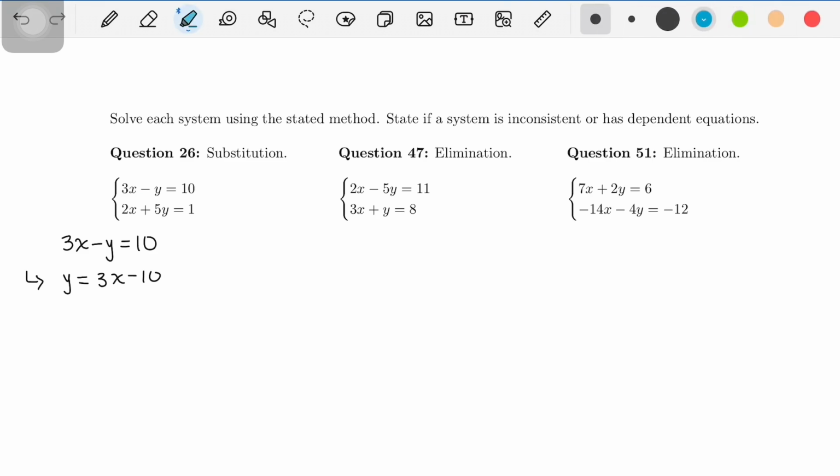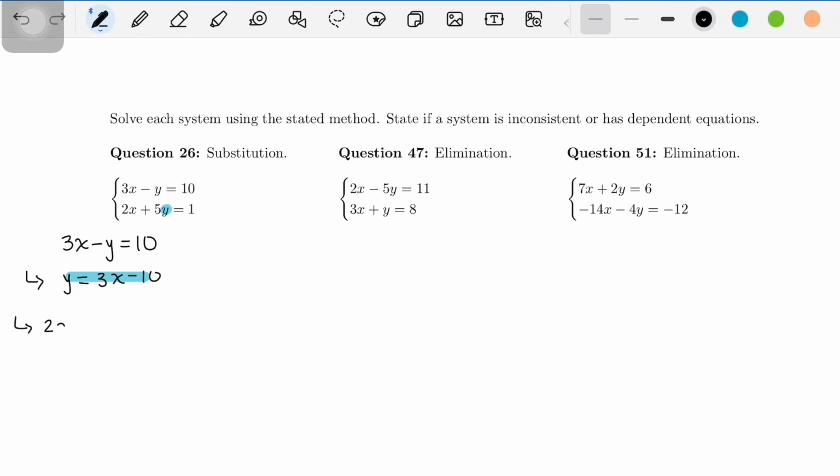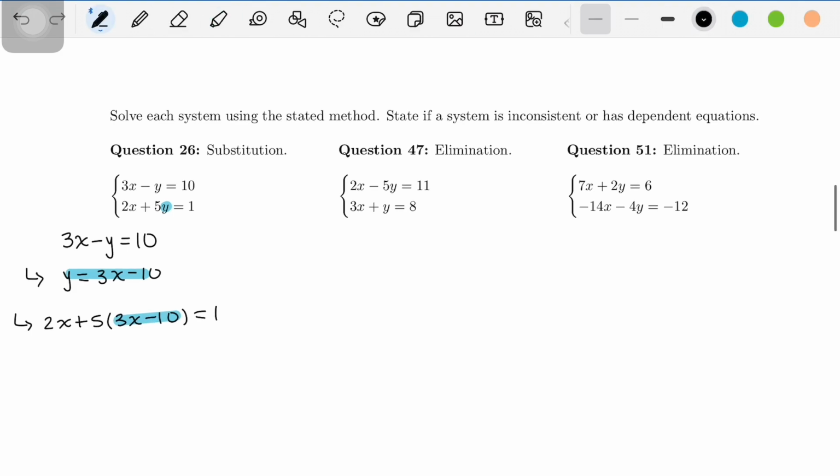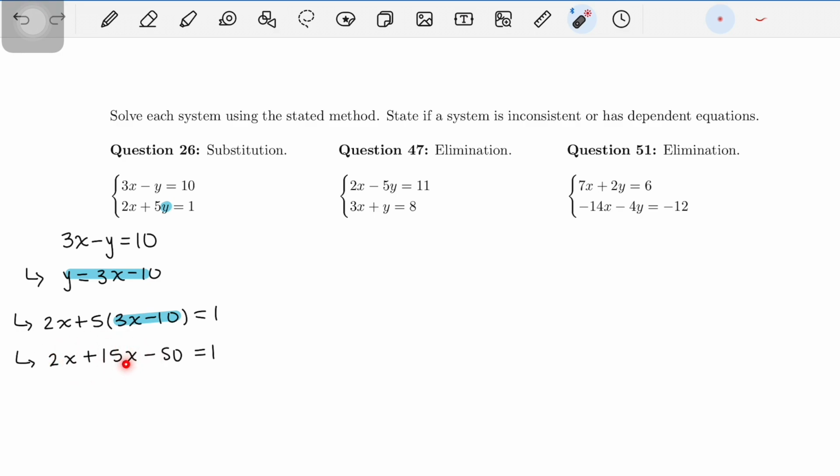All right, so once we've solved for that variable, what we're going to do is plug it in to our other equation. So we're going to have 2x plus 5 times y, and we know y is 3x minus 10, and this is going to be equal to 1. So we're just plugging this value in for y, and then we're going to simplify this. So we're going to end up with 2x plus 15x minus 50 is equal to 1. Now we can combine like terms with our x's here, and then we'll move this 50 over to the other side.